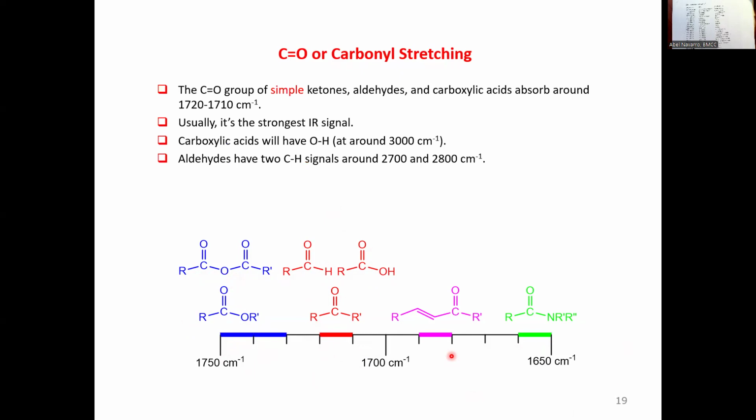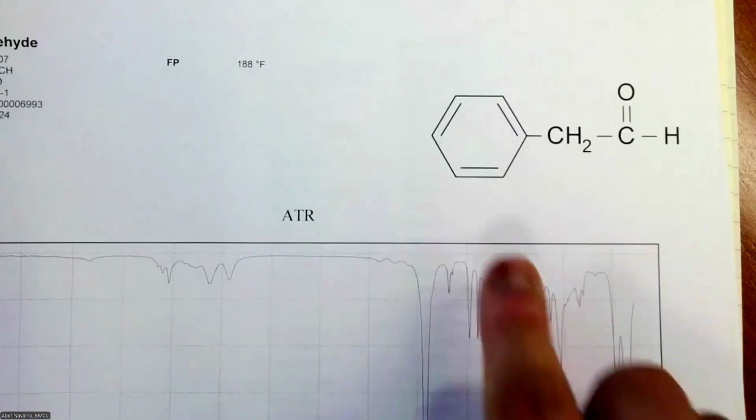Carboxylic acid, at least we know how carboxylic acid behaves, that they have that distortion around 3000. Aldehydes are very important. Not that often seen, but you will see here, aldehydes have two CH signals around 2700 and 2800. Where are they, Professor? They are right here. This one is an aldehyde.